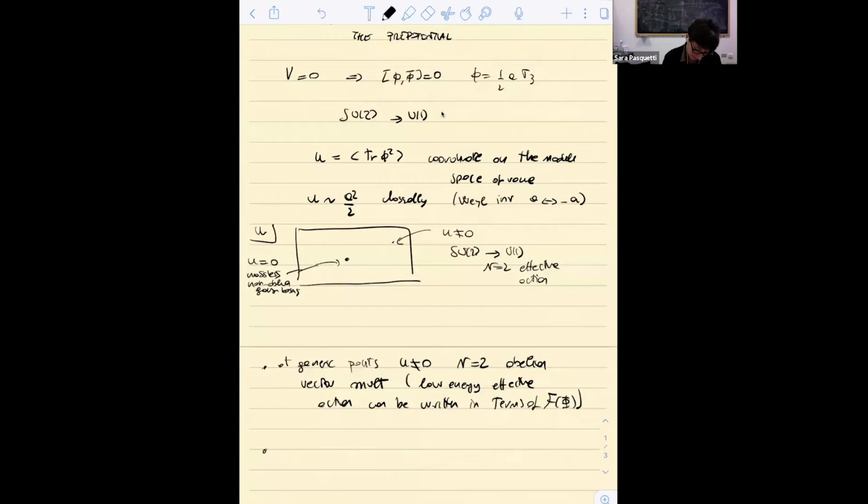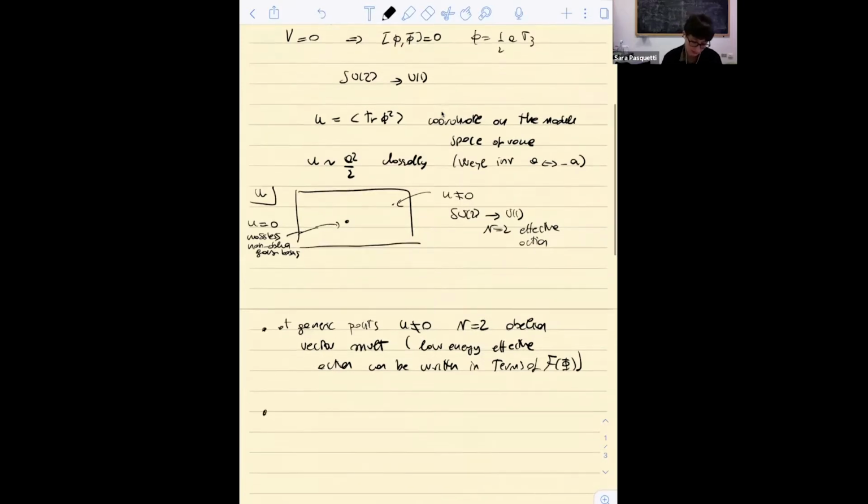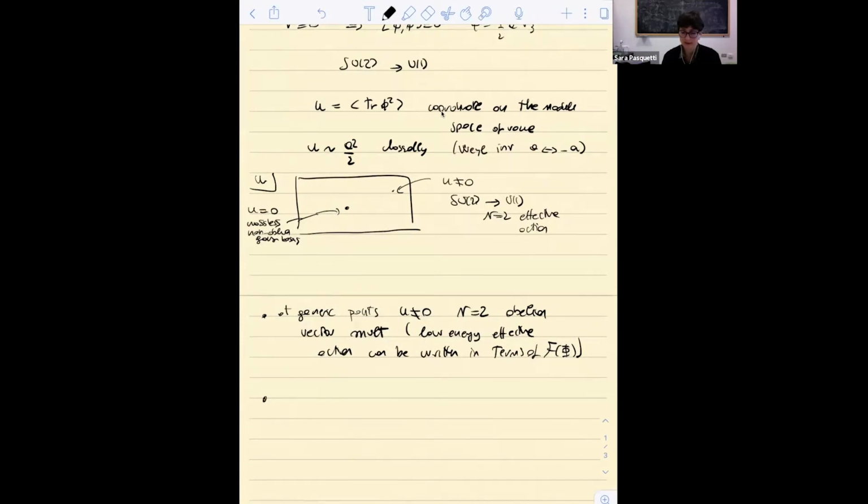But first I want to remind you of an observation that we had in the last lecture: what is the fate of a massive gauge boson that gets a mass because of the Higgs mechanism.